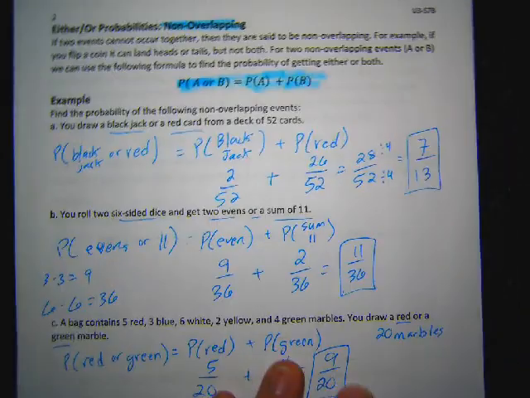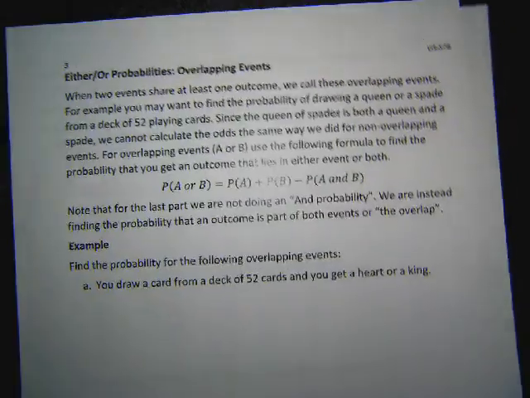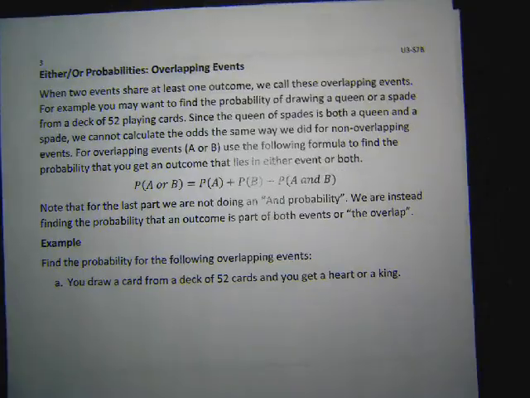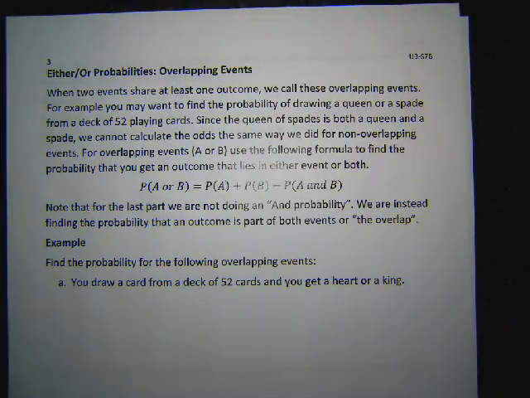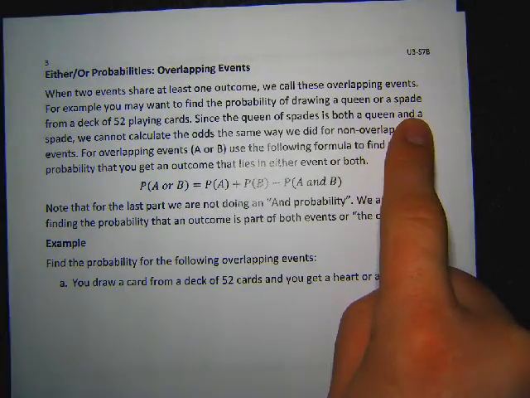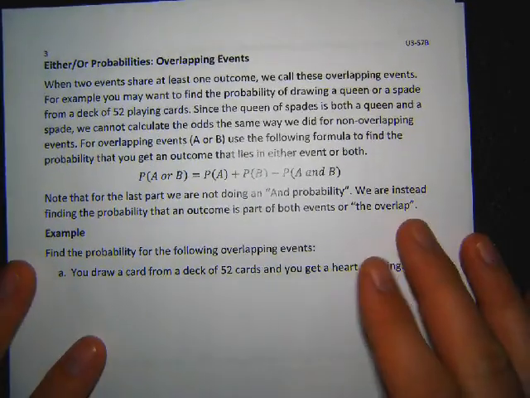Now, it gets a little more difficult when we have overlapping, because when we count overlapping, we have to worry about that overlap. So 2 events overlap when they share at least one outcome. For example, you want to draw a queen or a spade from a deck of 52 cards. Since the queen of spades is both a queen and a spade, we can't do the odds like we were before. Because if you had the odds of getting a queen and the odds of getting a spade, you would count the queen of spades twice. And we don't want to count it twice because it's only one card. So when we do these ones, we have to do it a little differently.